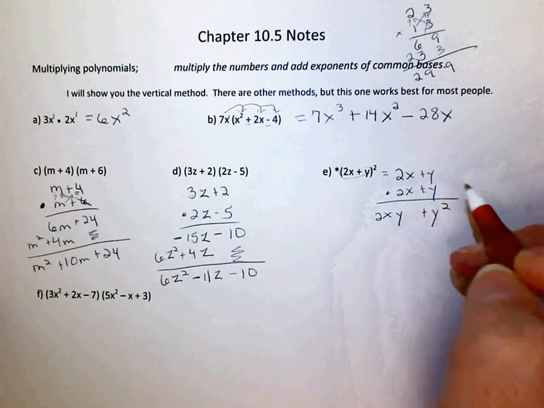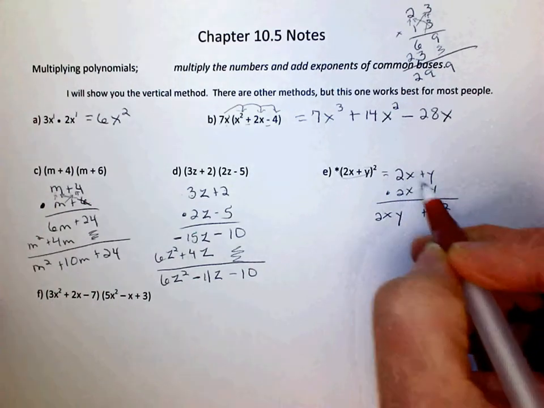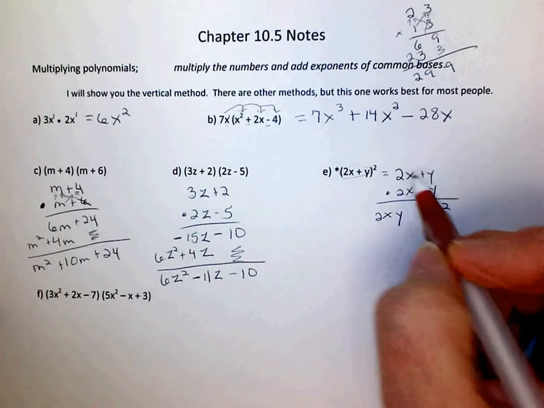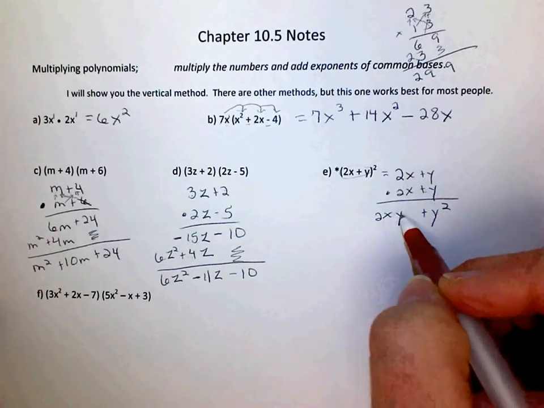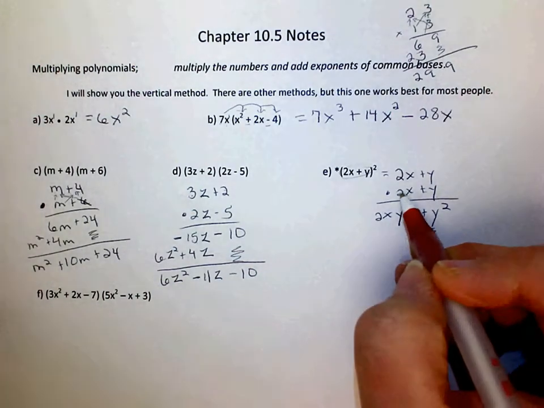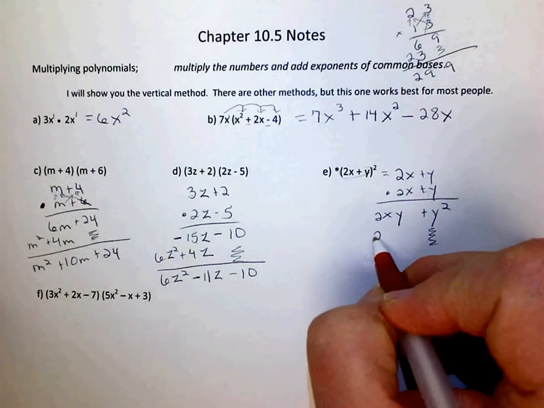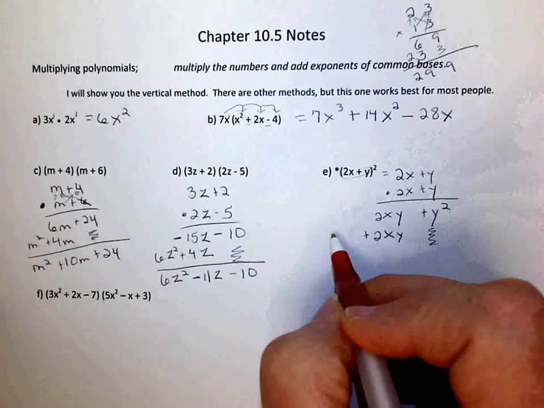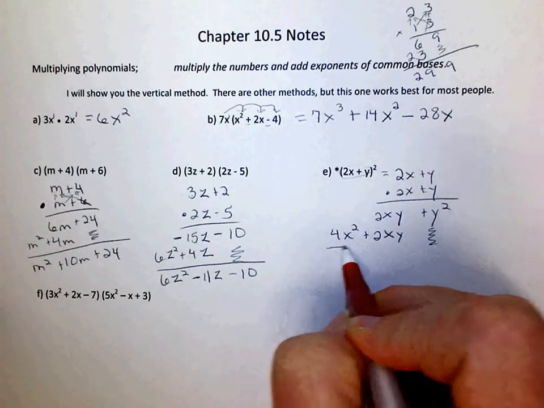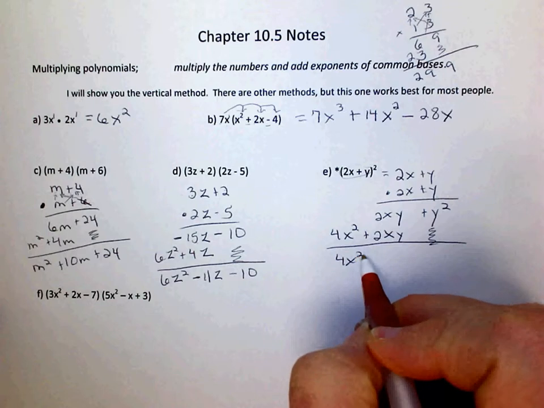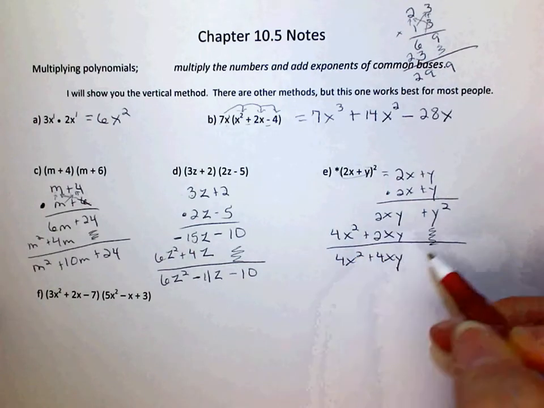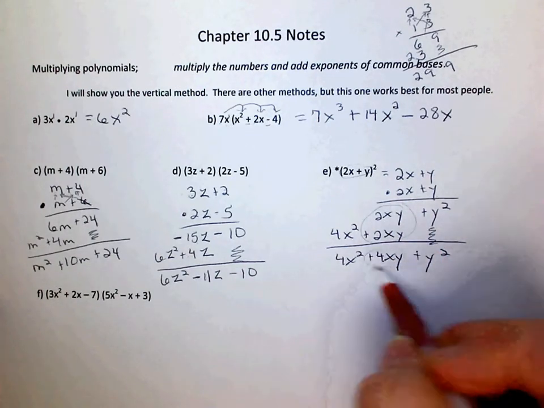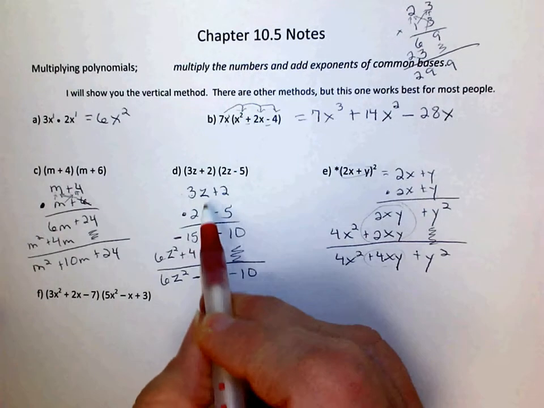When you've got more than one variable, you put them in alphabetical order. So it doesn't matter if I have y times x or x times y, I still put xy. Then I scooch, and 2x times positive y is plus 2xy, and 2x times 2x is 4x squared. So 4x squared plus 4xy plus y squared. Again, when I'm counting horses, I count them. Only when I times do I genetically alter.